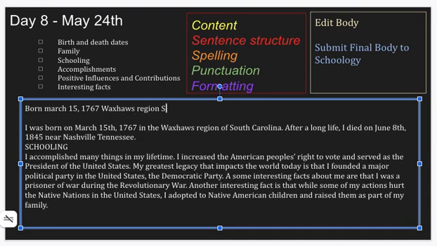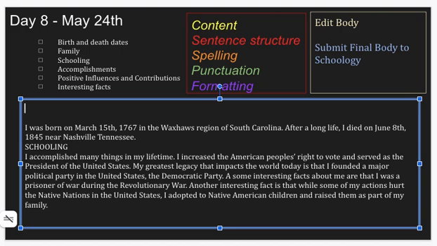Now, if I start reading underneath there, let's see if it sounds smooth like this. I was born on March 15th, 1767, in the Waxhaws region of South Carolina. After a long life, I died on June 8th, 1845, near Nashville, Tennessee. That sounded smooth to me. I accomplished many things in my lifetime. I increased the American people's right to vote and served as the President of the United States. My greatest legacy that impacts the world today is that I founded a major political party in the United States, the Democratic Party.